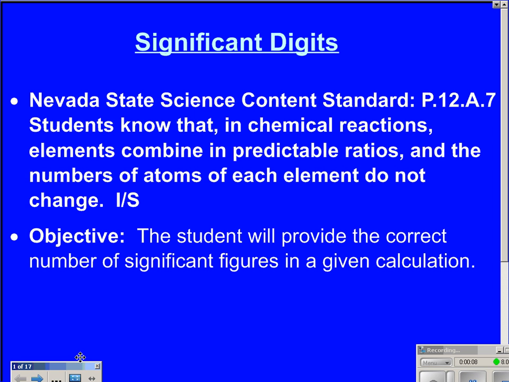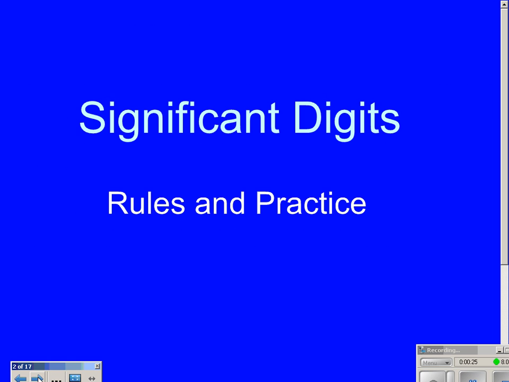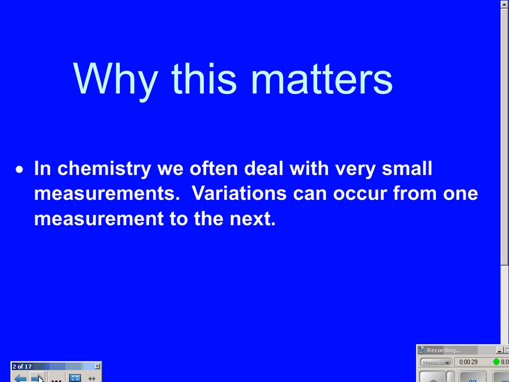Today we're going to talk about significant digits, and we have listed all the technical information, the state content standard and the objective. You as a student will provide the correct number of significant figures in a given calculation. Alright, so let's get on with it. Significant digits, rules and practice.